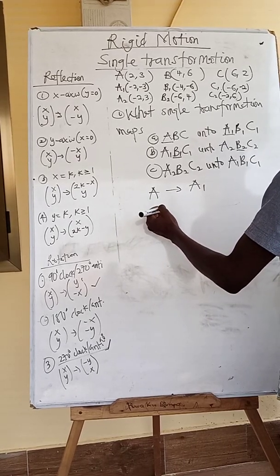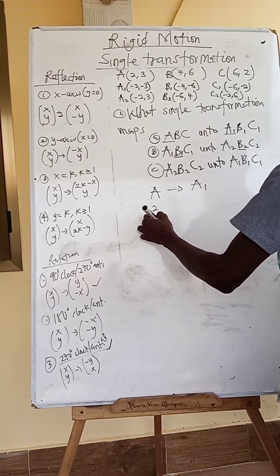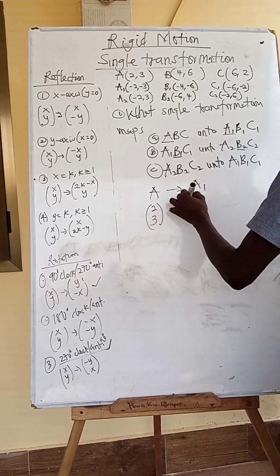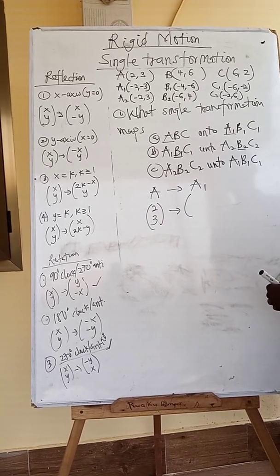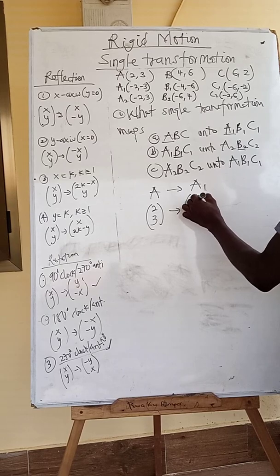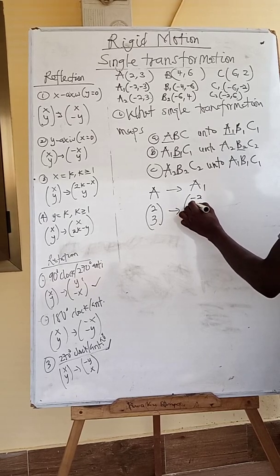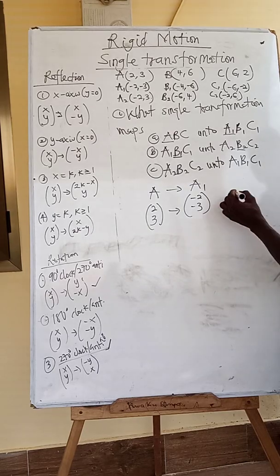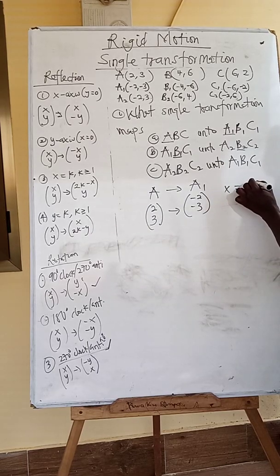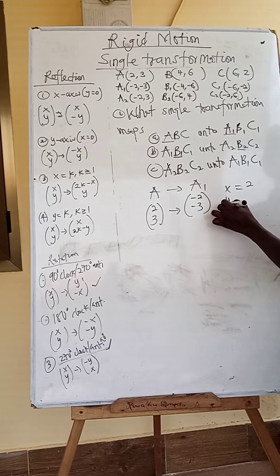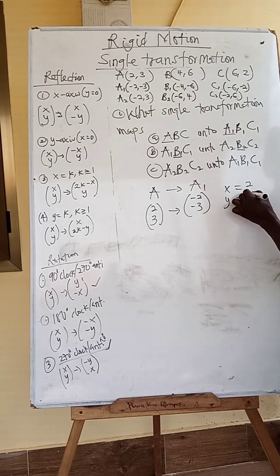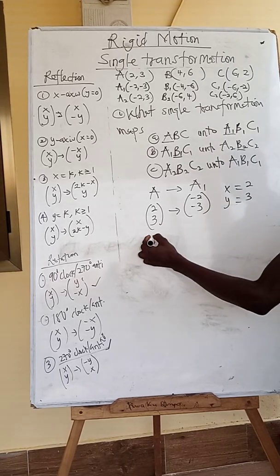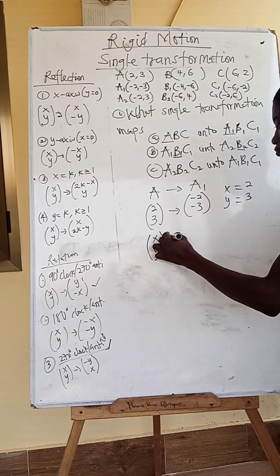Let's write our values. Pay attention. A is (2, 3), and our A1 is (-2, -3). So pay attention: our x is 2, our y is 3. Now you write your x and your y.